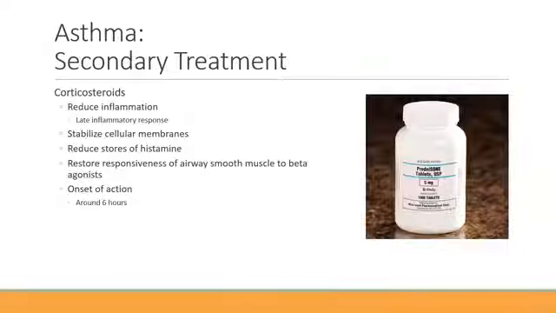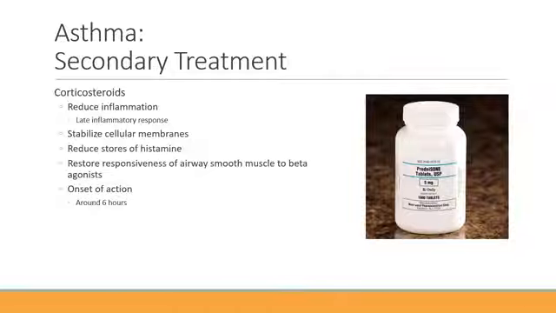As I mentioned, as far as secondary treatment, your corticosteroids are commonly given. These help to reduce inflammation, especially the late inflammatory response or stage. The corticosteroids really help stabilize the cell membranes, and it helps reduce the further release of histamine, which is going to decrease inflammation there. And it really helps restore the airway response to any sort of stimulation. It'll make your beta agonist work a little bit more effectively as well.